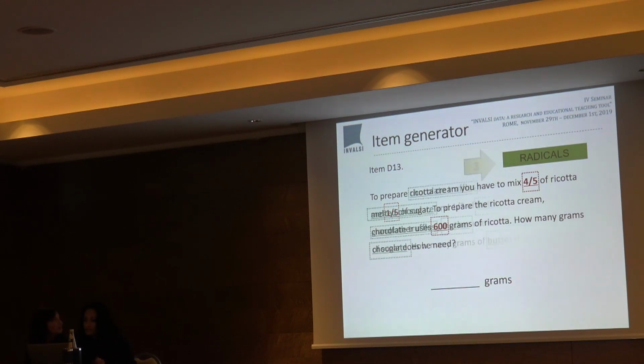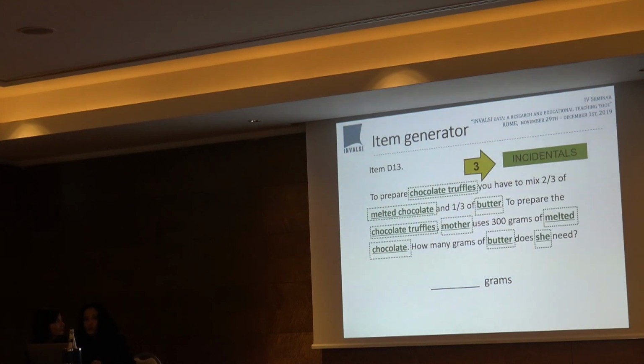Okay, and then we can also change the incidentals. Instead of ricotta, we had chocolate truffles. Instead of sugar and cream, we have, what is this? Butter and melted chocolate. Instead of the nono, we have the mother. See? So these elements do not affect the construct, but they change the item.